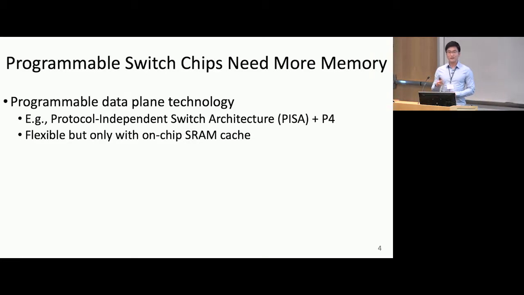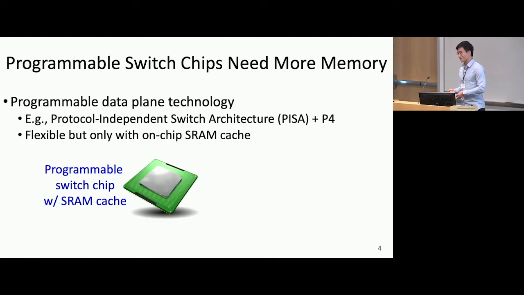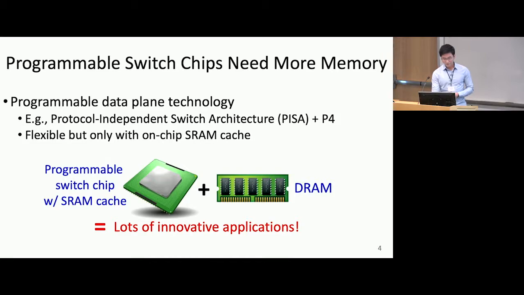Imagine that you have an x86 CPU only with a cache without any DRAM. What kind of application could you run there? How limited is your choice? In the programmable networking world, we are exactly in that position. We only have limited on-chip SRAM cache, but we don't have any DRAM so far. So if we have DRAM for programmable switching chips, we can easily expect that it will improve many existing in-network applications and also realize many innovative applications in the future.